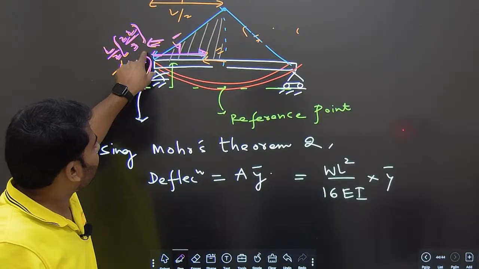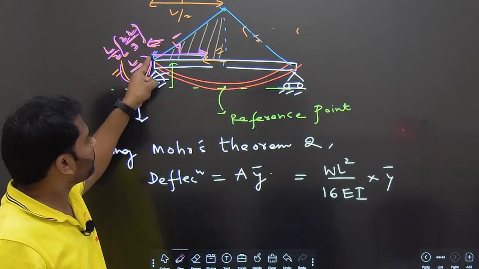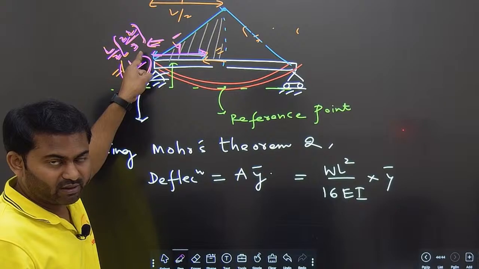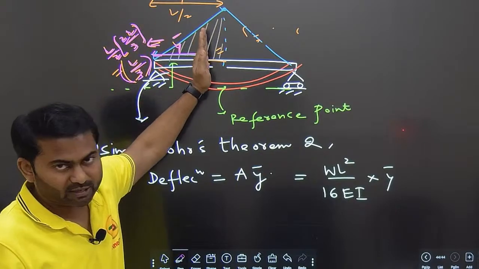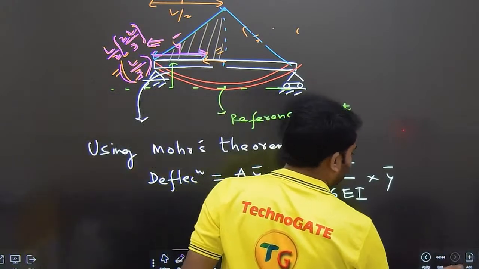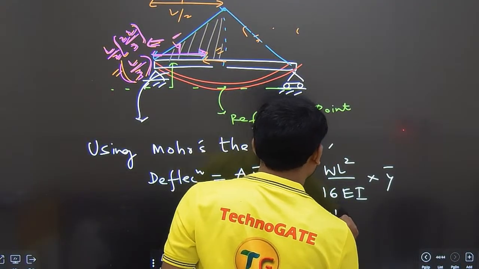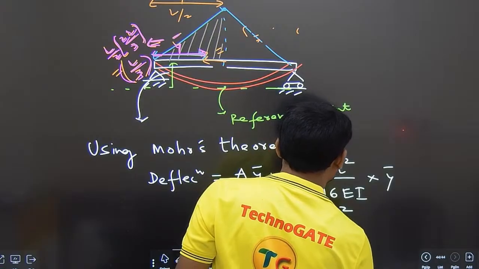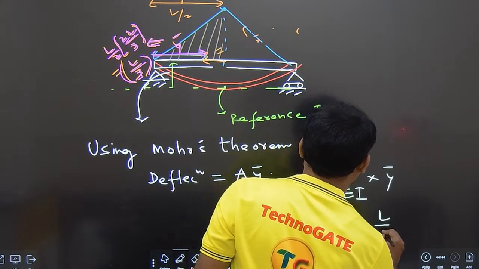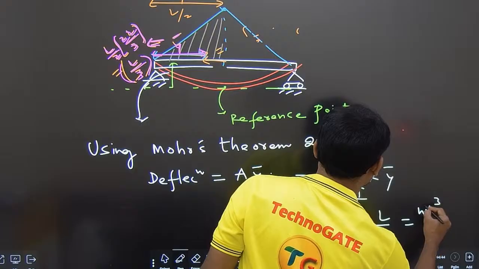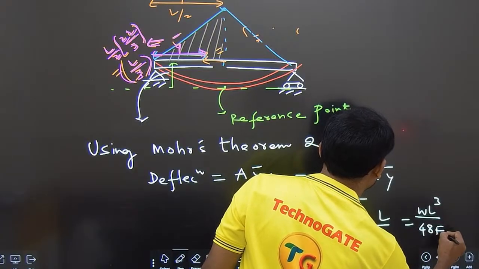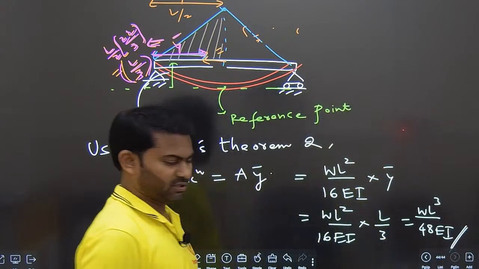So for this area the centroid is here. From this point, from where you want to get the value of deflection, the distance is y bar. Okay, clear? So the reference point is always the point where you have that slope as 0. So substituting that, WL square by 16 EI into L by 3, you are getting WL cube by 48 EI. So that is how we are getting it.